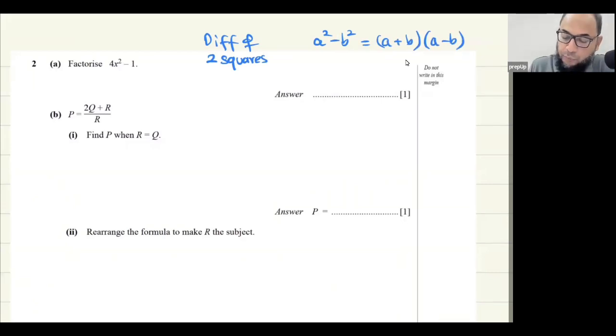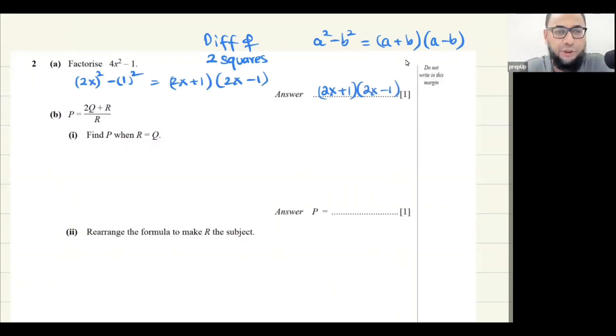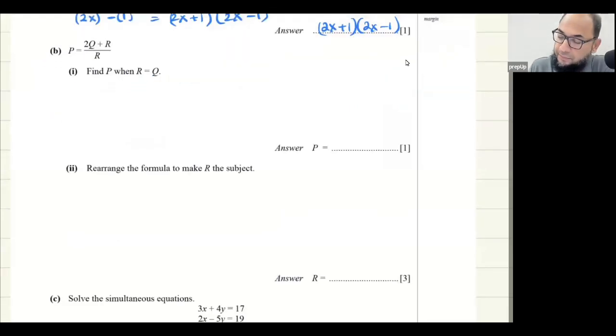So 4x squared minus 1 is basically (2x) the whole thing squared minus 1 squared. Therefore, this breaks up to 2x plus 1 and 2x minus 1. So let's write over here (2x plus 1)(2x minus 1). Keep in mind, it's an expression. There is no equal sign. There are no solutions of this equation. It simply says factorize. So question number 2, part A is done.